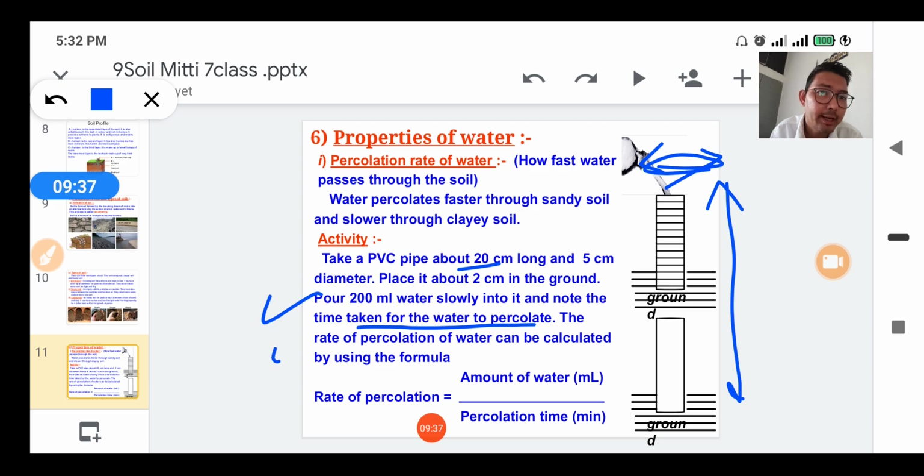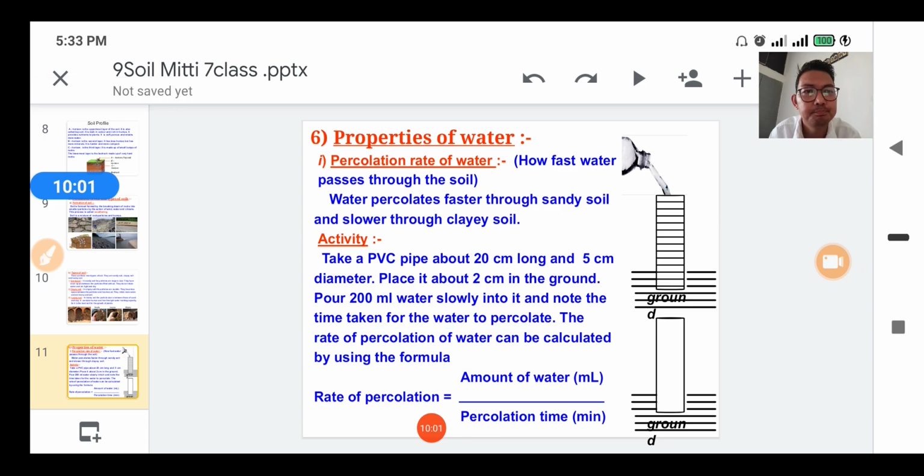So rate of percolation of water can be calculated by using the formula: amount of water taken divided by percolation time. The amount of water that we are pouring in the pipe, in milliliters, divided by percolation time in minutes.